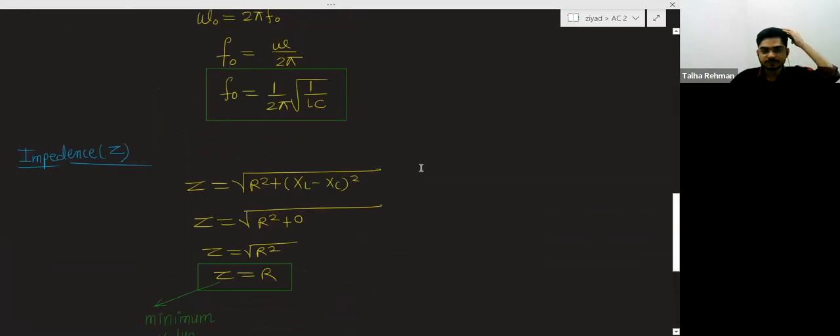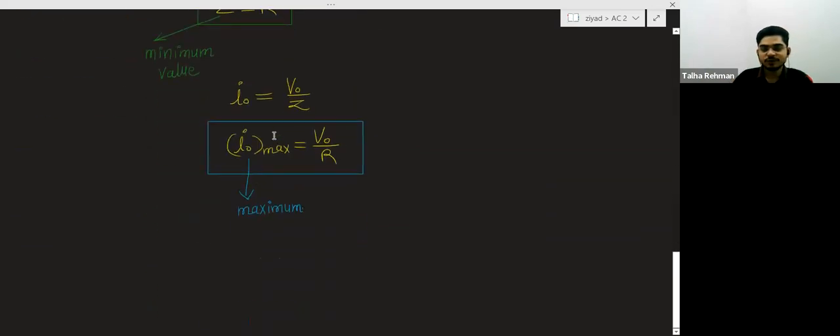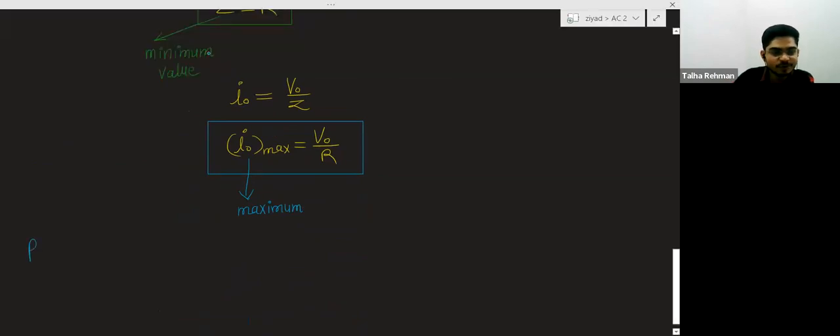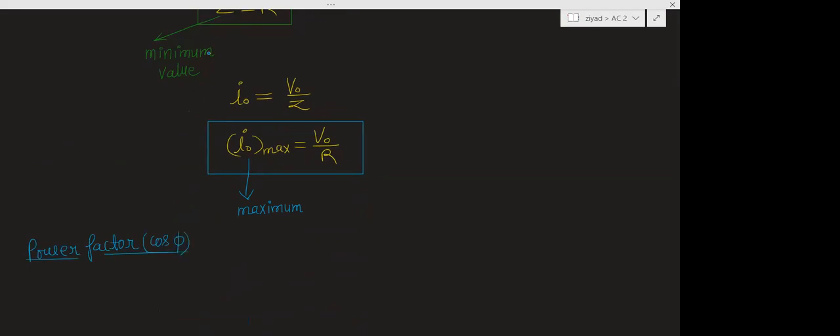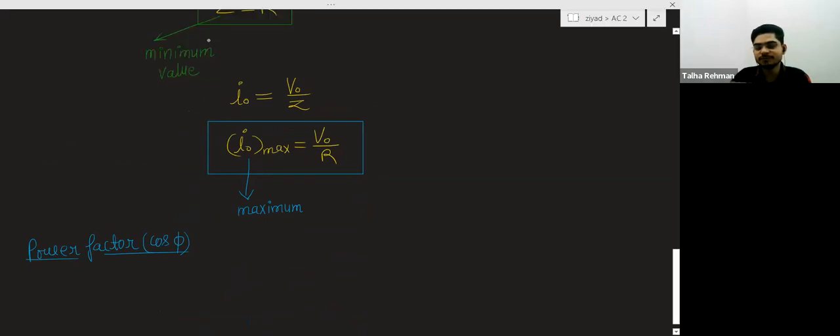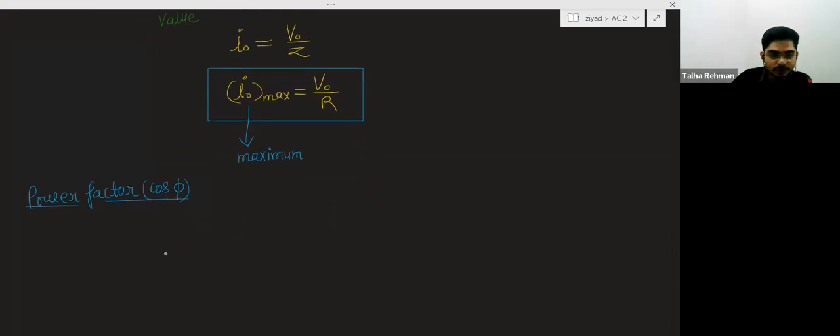One more thing. If you want to calculate the power factor, what is the power factor? Cos phi. Remember, for every condition, not specifically for resonance, power factor is cos phi. So if you want to calculate cos phi, what is the formula? R by Z, and this time your Z is equal to R.